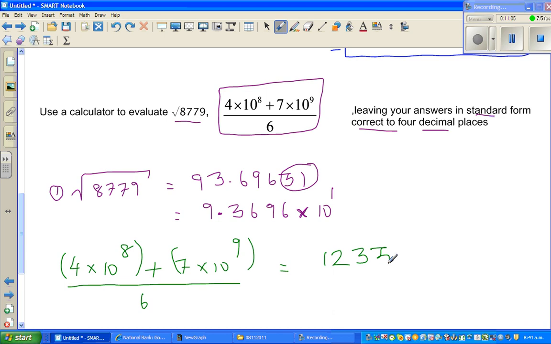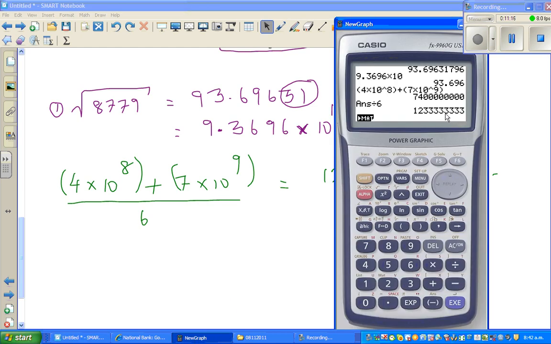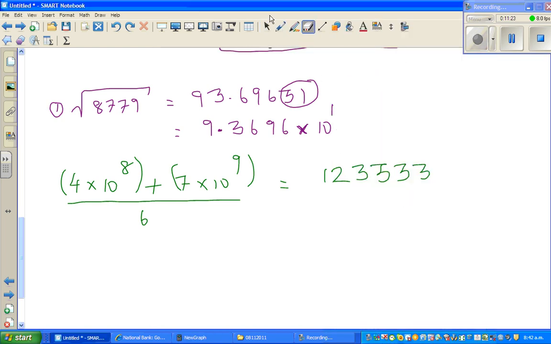So let me go 1, dot, dot, dot. Okay, now I have to write how many numbers are there: 1, 2, 3, 4, 5, 6, 7, 8. Okay, so I can't put dot dot dot. I have to write the number, 1, 2, 3, 4, 5, 6, 7, 8, 0.0. Okay, now this number, if you want to write in the standard form, I want to write this as 1.2333. So now this decimal point has moved from here how many places?